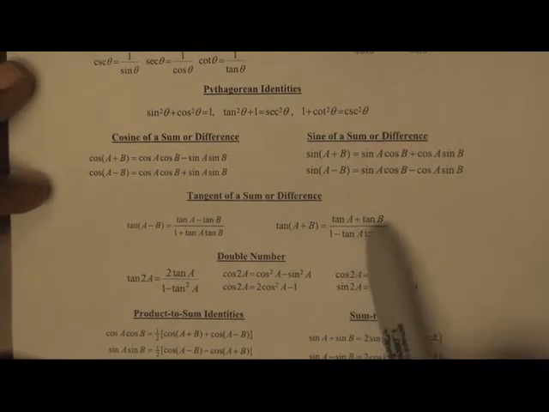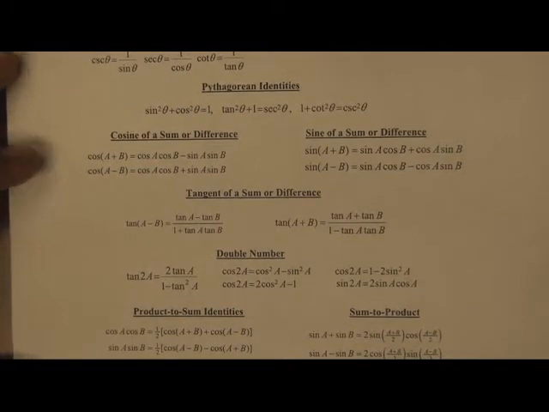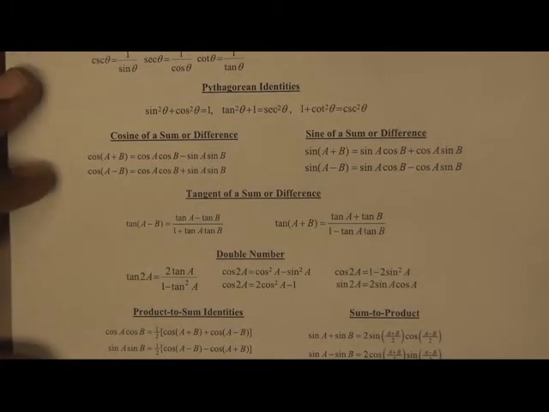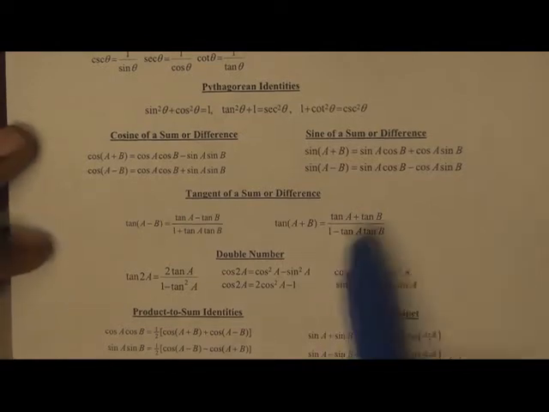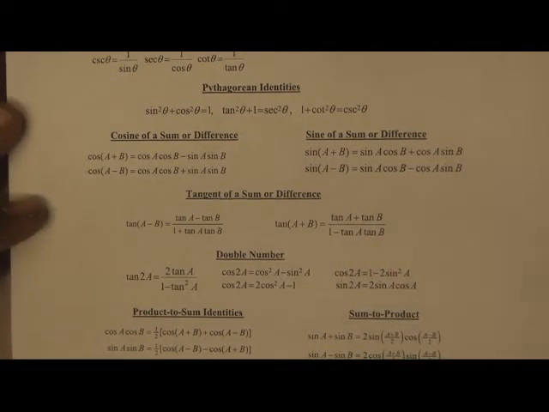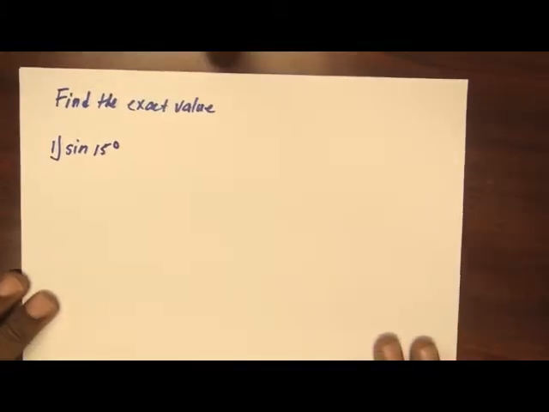And now we'll simply use these formulas to find the exact values of trig functions. In addition to the formula sheet, you will also need your unit circle, as we will be finding the cosine and sine values of angle measures. So let's take a look at some examples.